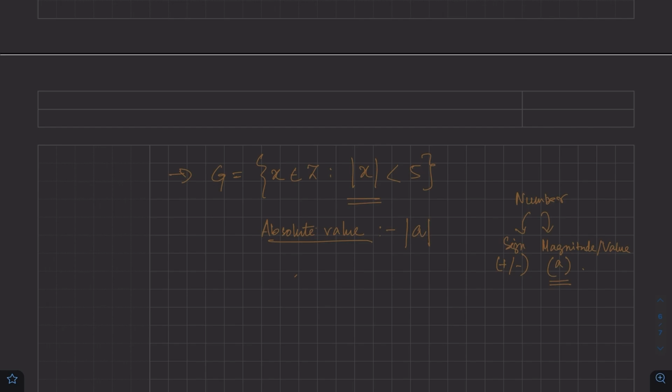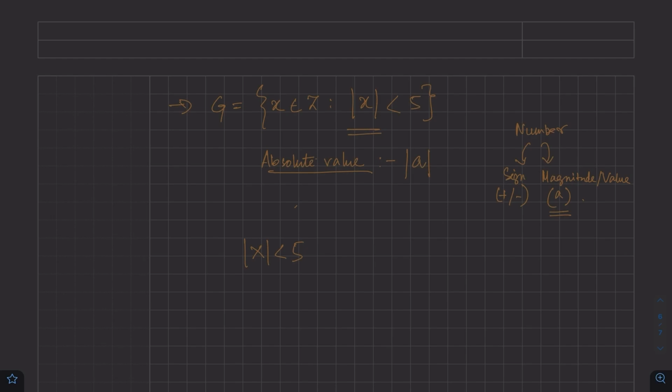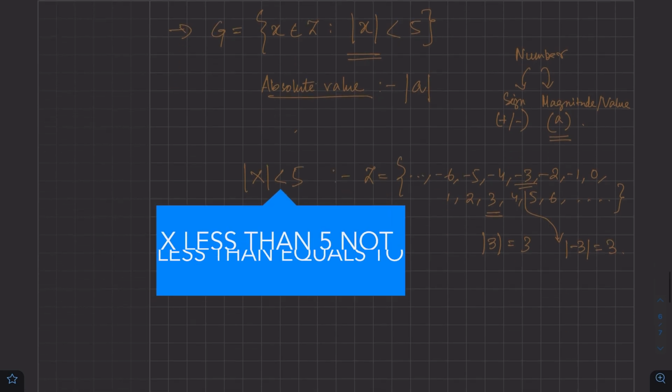Over here the problem states that G is a set of all x which are integers and the absolute value of x is less than 5. Now let's think about this condition, the absolute value of x. Set x belongs to integers. So once again, let's think from first principles. The set of integers essentially looks like this. Now let's pick any positive number, let's say 3. What's the absolute value of 3? It's 3. Well, what's the absolute value of minus 3? It's also 3.